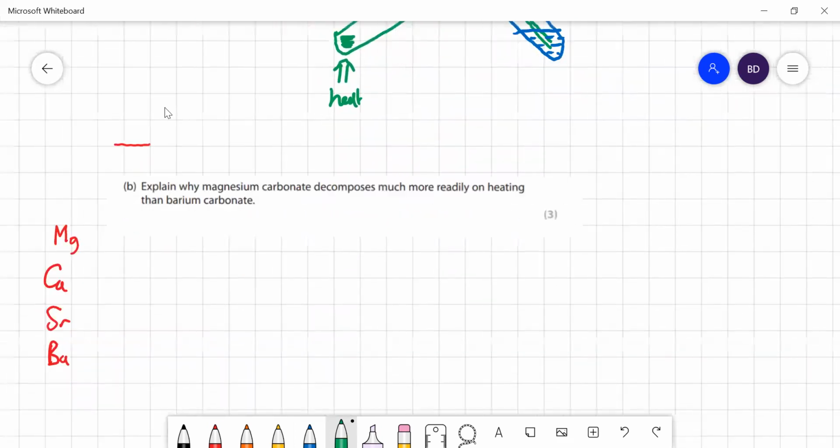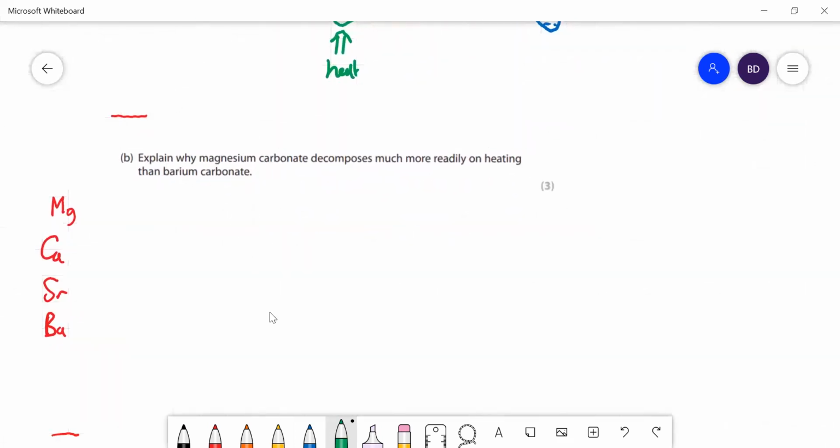Okay. B, explain why magnesium carbonate decomposes much more readily when heated than barium carbonate. Right, so I've drawn here the group 2. At the top of the group, magnesium, calcium, strontium, barium. Of course, all of those carbonates have the following formulae: MgCO3, CaCO3, and so on. And the magnesium ion is 2+, and they're all 2+ ions, of course. And the carbonate ion is like that.